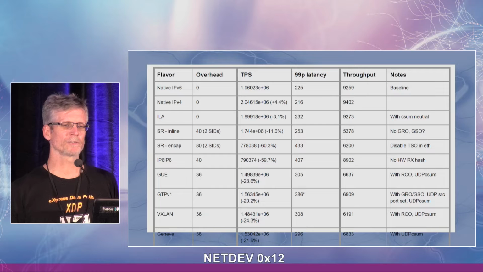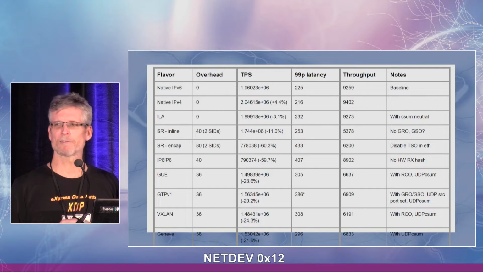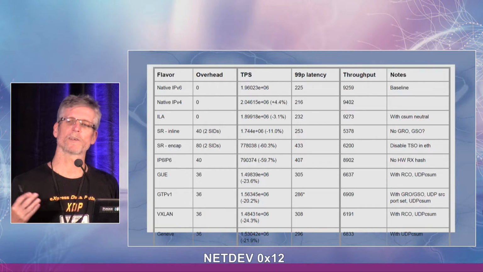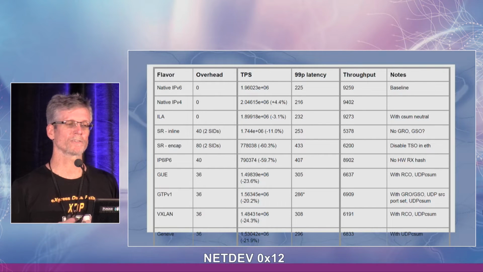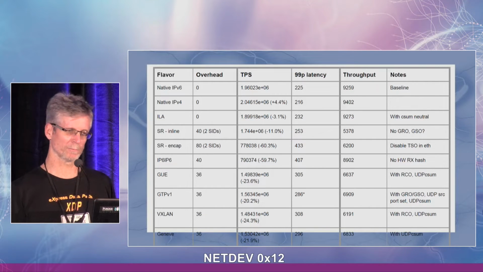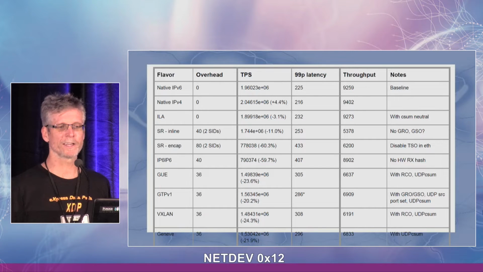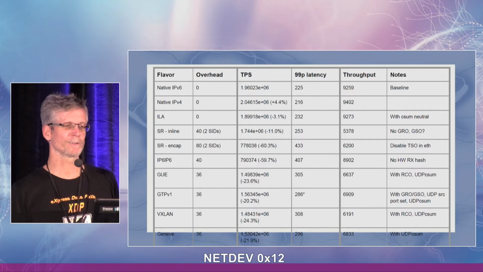So segment routing was interesting and had mixed results. With segment routing inline, in order to do RSS over the ports or checksum offload, you would actually need the device to parse over the segment routing headers. But segment routing encap apparently worked fine. So one of them works, one of them didn't.